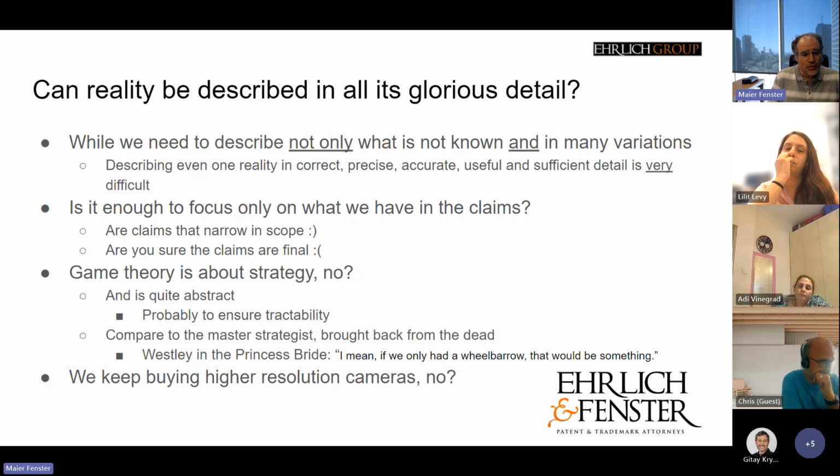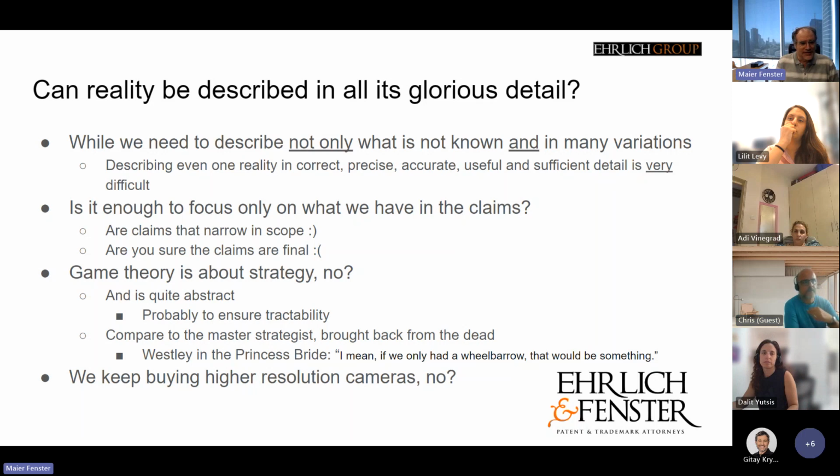And to help us a little bit more, any of you familiar with game theory must have seen a game matrix. It's a 2x2. Player A chooses a row, player B chooses a column, and it's very abstract. And it actually does not model anything about reality except some very basic underlying trade-offs. And one of the reasons they do that is probably to make it tractable. And I want to compare it to a different strategy issue.